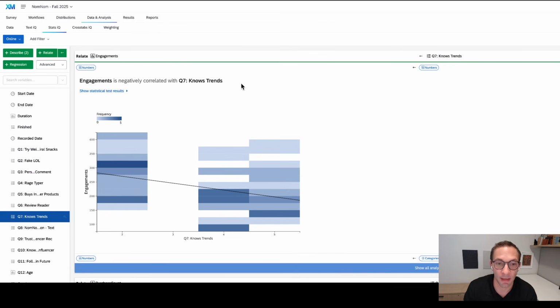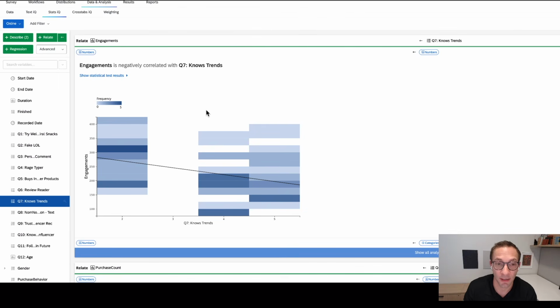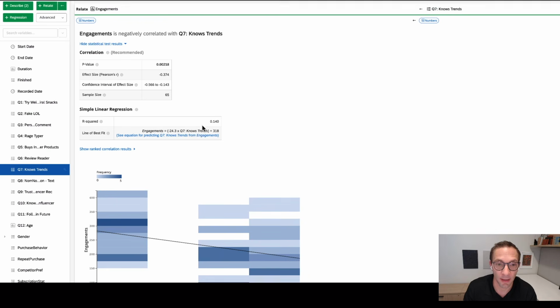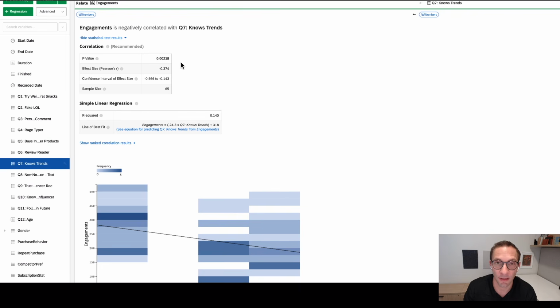And here I'm also getting a negative correlation. So here's our p-value. That's significant, definitely below 0.05. And my beta is right here. It's a negative 24.3. So in this case, I'd say the trend is that the more they know, for every 1 point that goes up, we'd expect the number of engagements that they have with our brand would go down by 24.3 points. So I hope that's helpful.